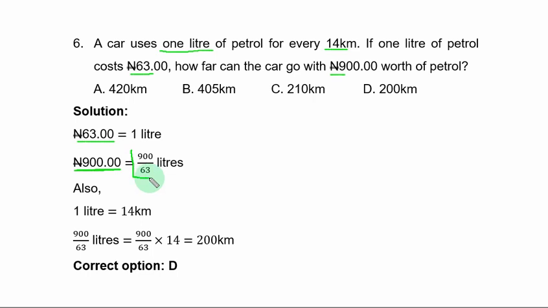So we'll convert this to kilometers. From the question, 1 liter is equal to 14 kilometers. Therefore, 900 over 63 liters in kilometers becomes 900 over 63 times 14. If you multiply and divide, you have 200 kilometers. D is the correct option.